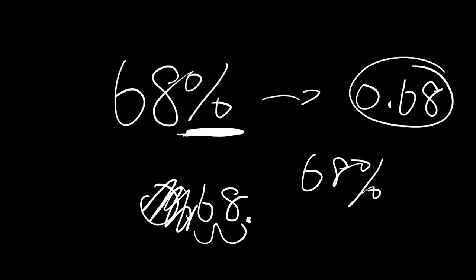Something you need to keep in mind is that the percent is always bigger than the actual number. So if it's 68%, then that's representing 0.68, which is smaller than 68, if you could not tell.